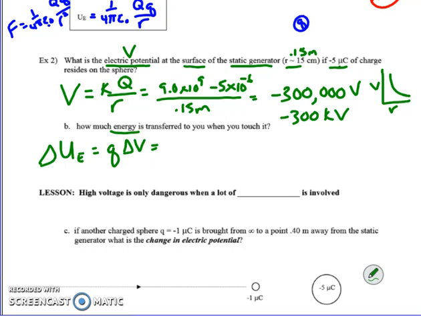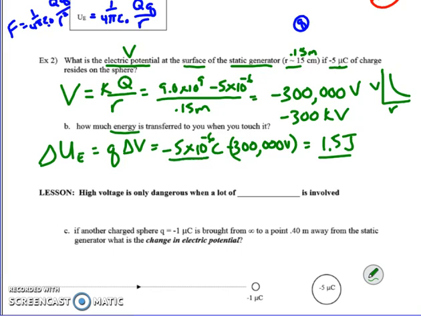So negative 5 microcoulombs, okay, multiplied by 300,000 volts. All right, multiply those out, and I can do that for you. It's really negative 300,000 volts, so I'll get a positive energy as we'd expect, and we'll get 1.5 joules. All right, so even though we have a really, really high voltage, because we have a tiny amount of charge, we're going to get very little energy.